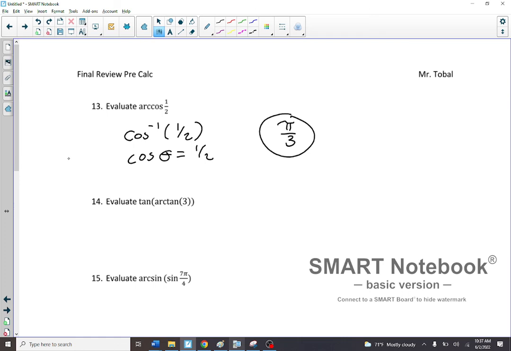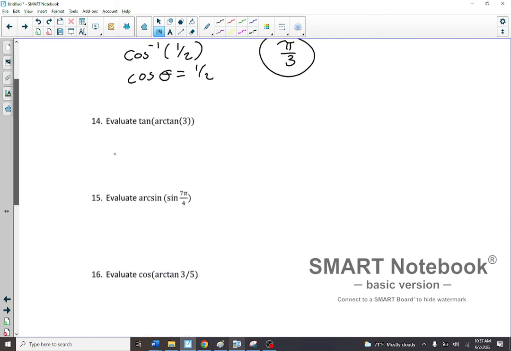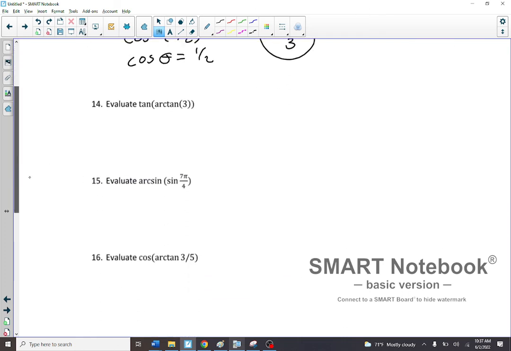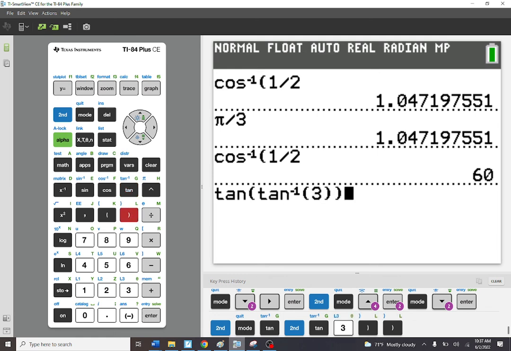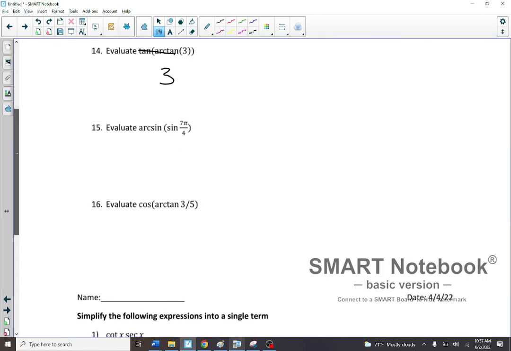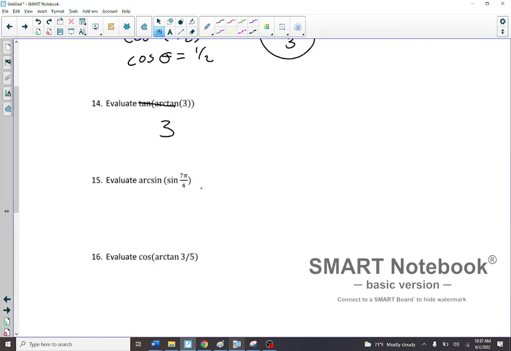So I don't care how you do it, but you can use your calculator in many ways. All right, next one. Tan, arctan 3. Well, tan and arctan cancel out. So your answer is 3. If you want to ever double check, it was tan, arctan, right? Yeah. So tan inverse of 3. Hey, it turns out to be 3. No surprise there.